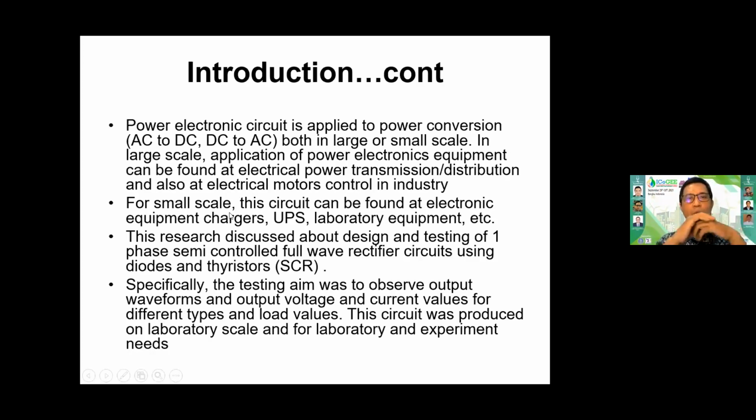Power electronic circuits are applied to power conversion from AC to DC or DC to AC, both in large or small scale. In large scale, application of power electronic equipment can be found in electrical power transmission or distribution, and also in electrical motor control in industry. For small scale, this circuit can be found in electronic equipment chargers, UPS, laboratory equipment, etc.